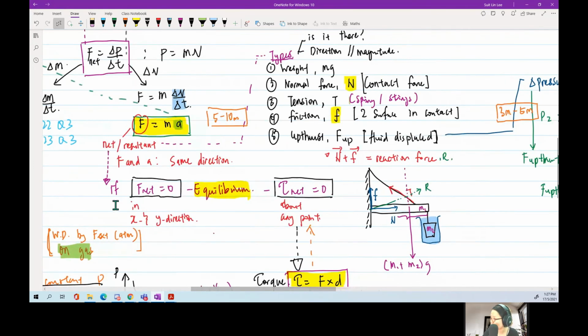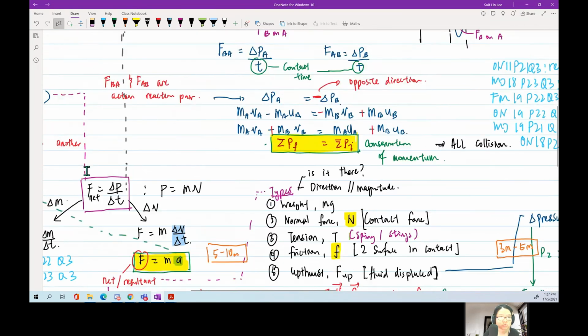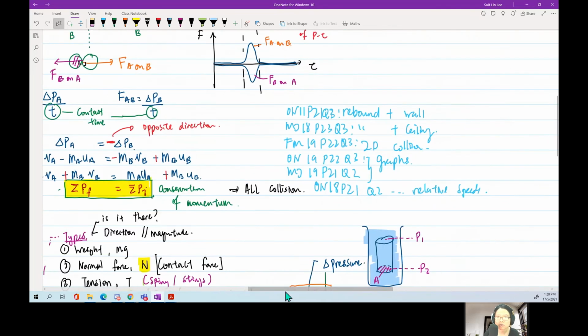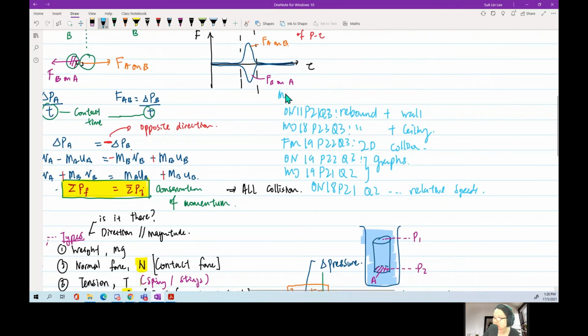When it comes to third law consideration, if you want to use collision and think about a third law consideration, I will also include this question. May, June 17, paper 23, question 2, Newton's third law. Okay, this is more than enough collisions. I think we are good. Let's move on to chapter 5.